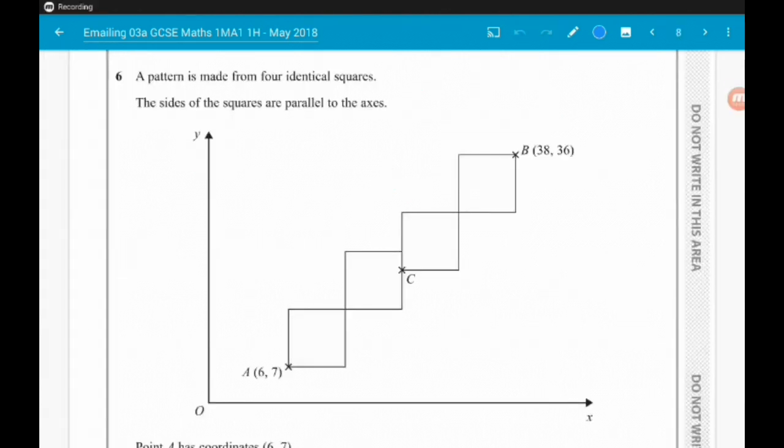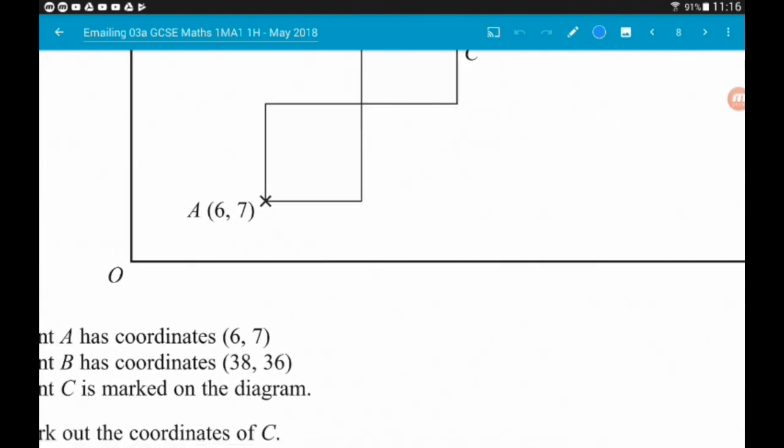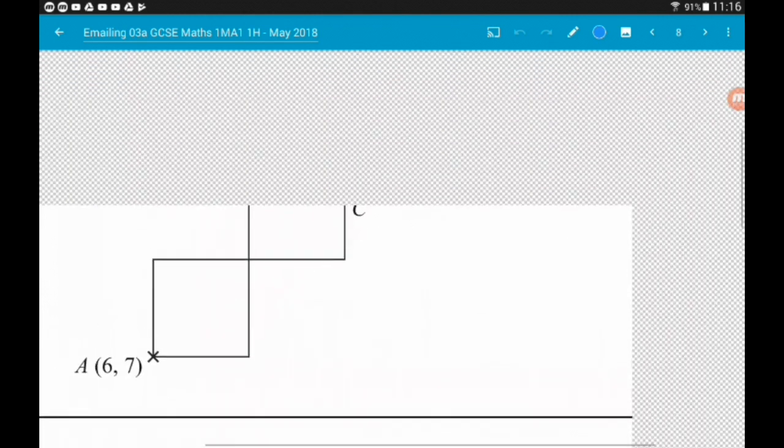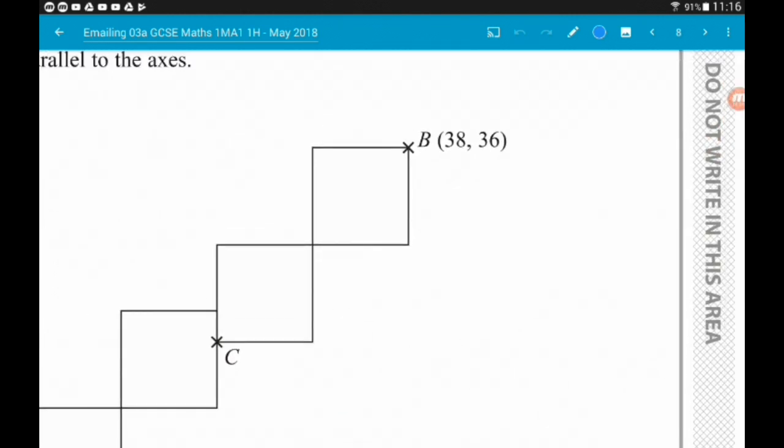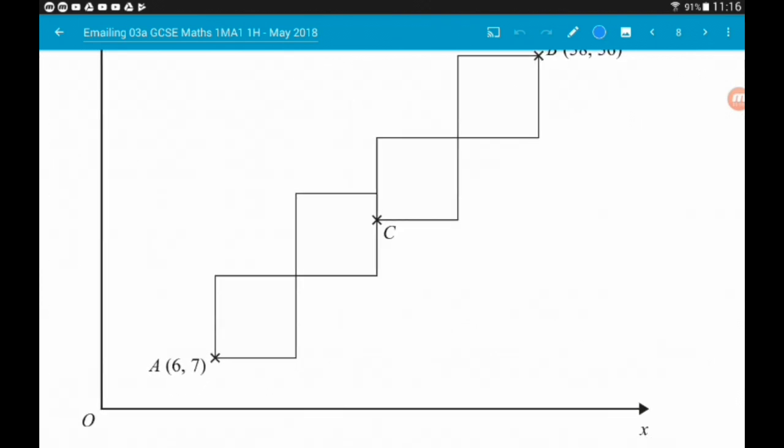Question 6. So this was one that everybody hated. They went a bit mad on Twitter about this question. So a pattern is made using 4 identical squares. The sides of the squares are parallel to the axes. Now we got this point A down here with coordinates 6, 7. Point B is up here with coordinates 38, 36. Point C is here in the middle, and we want to find the coordinates of point C.